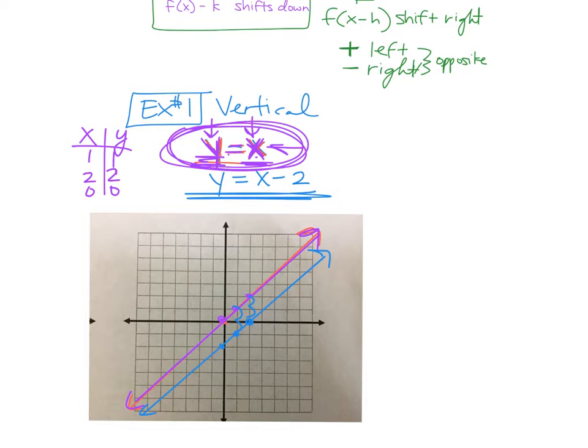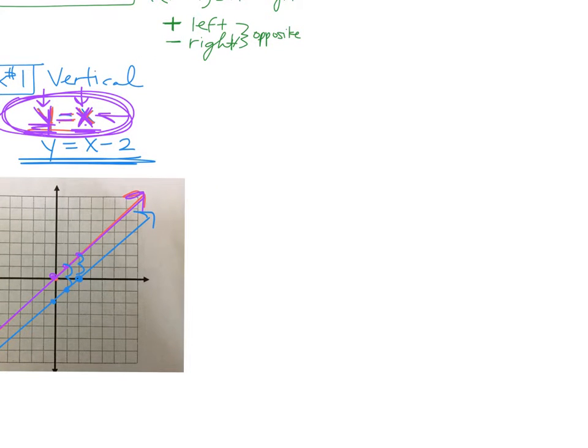Okay? How about this one? If I give you y equals x squared, that's my parent. And then we have y equals x squared plus 3. Where are we moving for that? Up 3, right? It's not in parentheses with the x. It's outside of that, plus 3. So this is going to be 3 up.